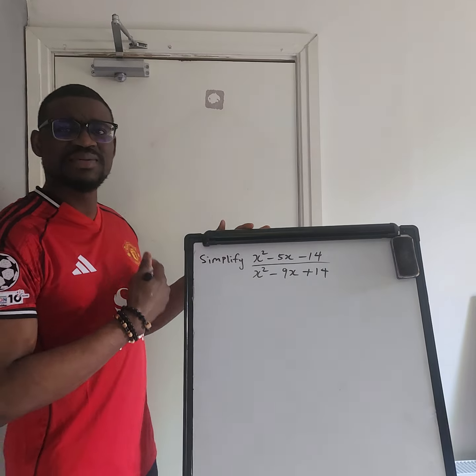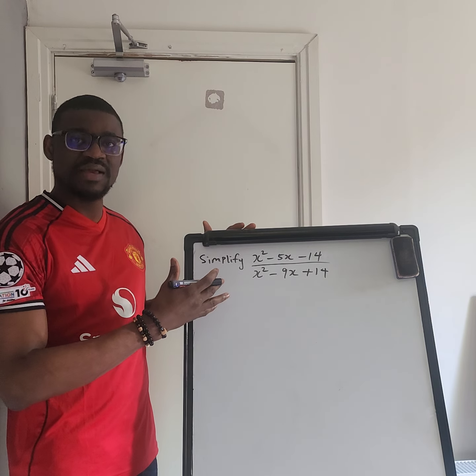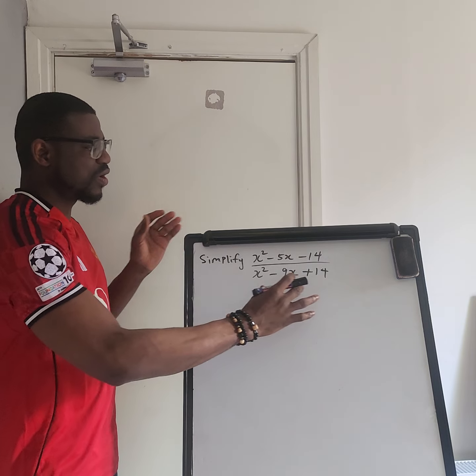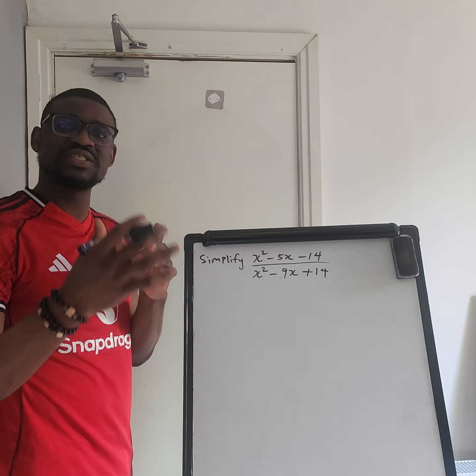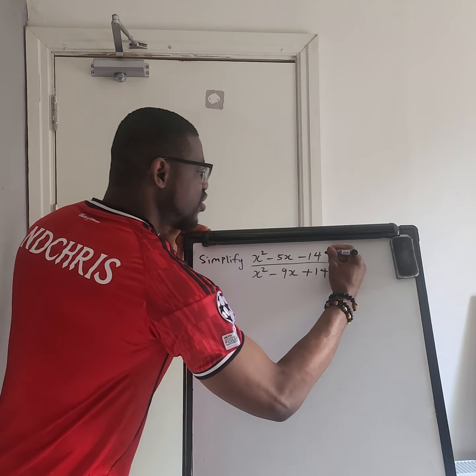Let me show you how to simplify this math problem. It's going to take time, but pay attention because I want to really break it down. Now, for you to simplify this, you must first of all factorize both the numerator and the denominator. So let me start with the numerator.